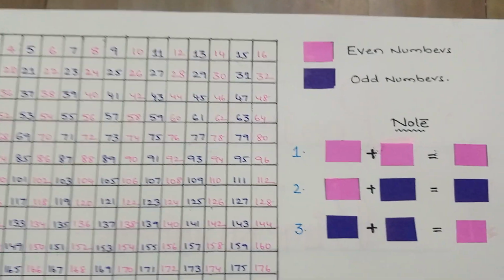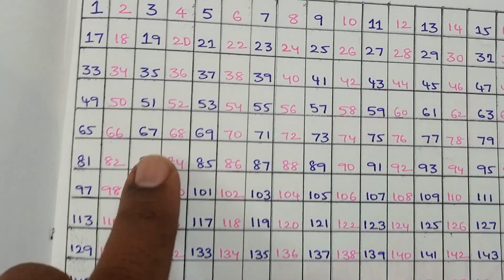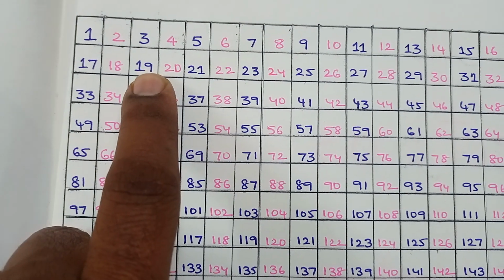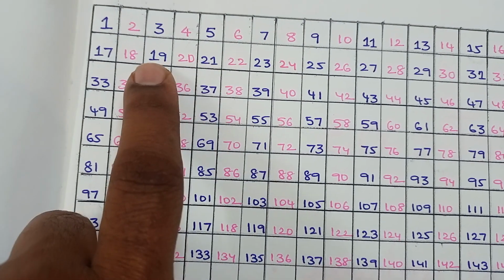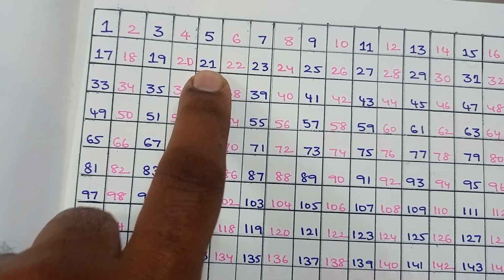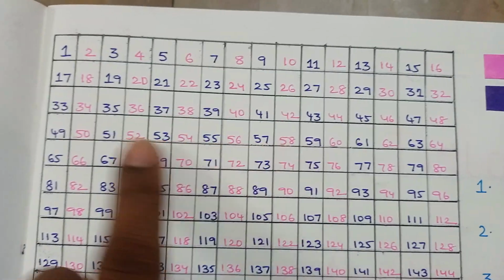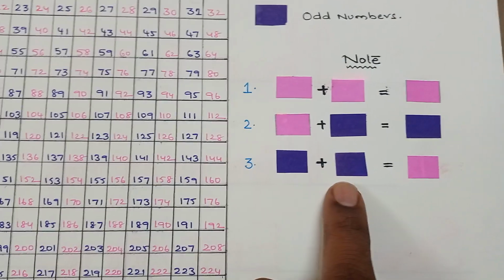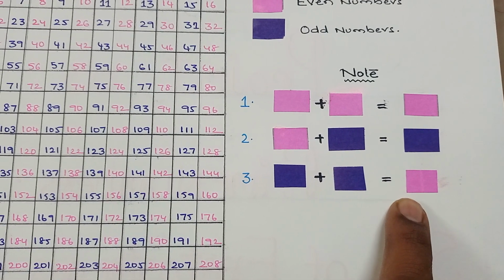Now, if you take two odd numbers, then what is the result? I took two odd numbers, 19 plus 21. 19 plus 21 is 40, guys. What is 40 here? 40 is an even number, right? Therefore, the sum of two odd numbers is an even number, guys.